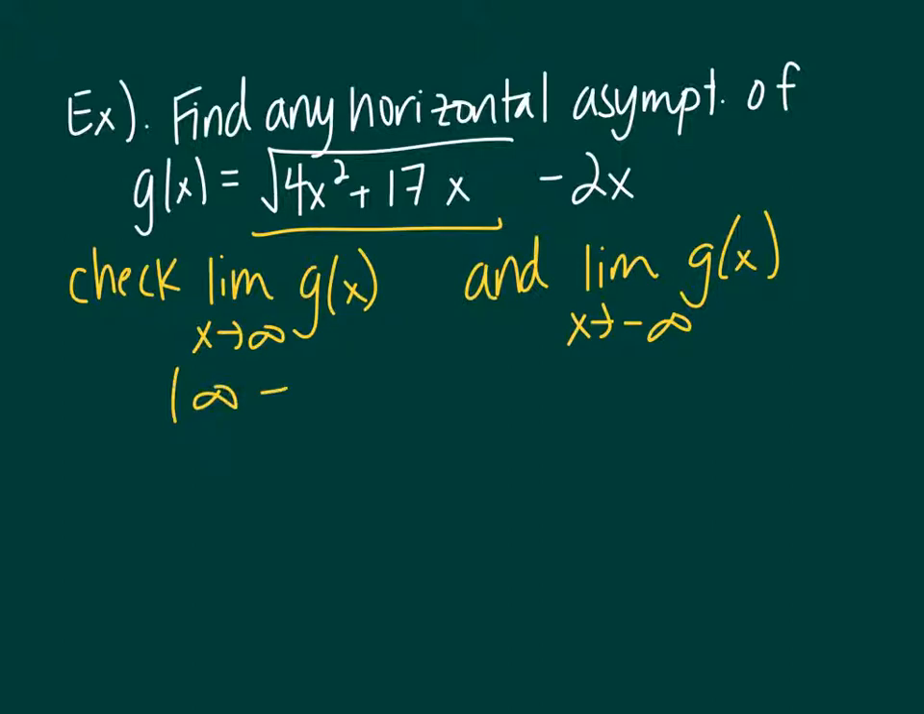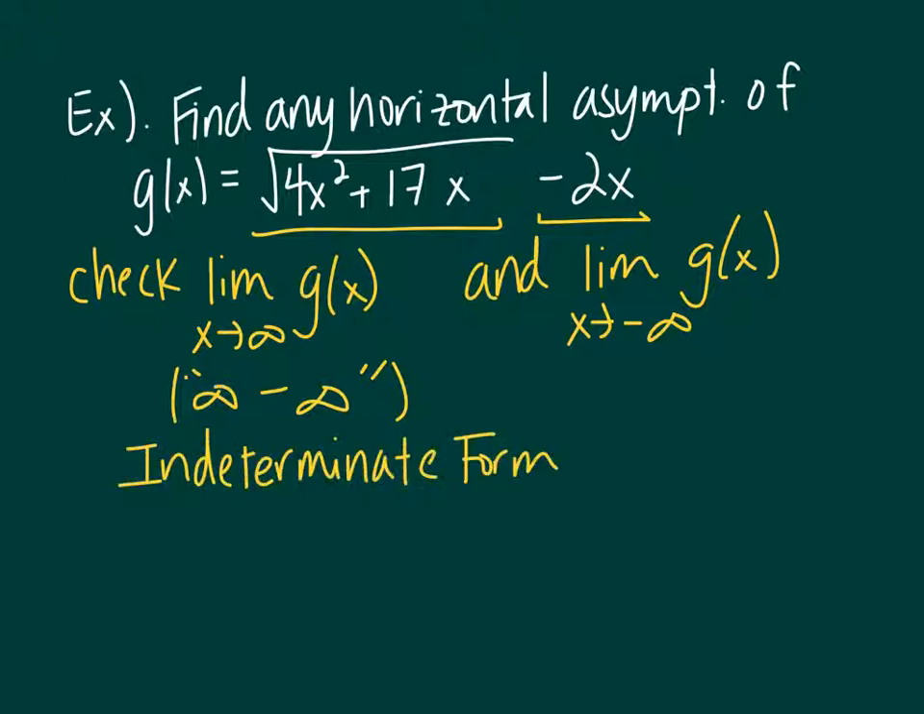And then this term is also going to get really big. So I have, quote, infinity minus infinity, which is an indeterminate form, which means the limit may or may not exist. We're going to need another strategy to figure out what it is. And we're going to look at that strategy in just a second. It's going to involve multiplying by the conjugate since we have a square root.